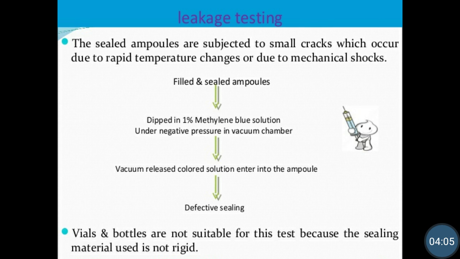So again, it is a simple test. In that test, first the ampules which are filled and sealed are dipped in a 1% methylene blue solution, okay. Methylene blue is a type of dye. The ampules are dipped in an inverted position in the solution, okay. After that, the particular containers are subjected to the vacuum, or they are kept in a vacuum chamber. When we release the vacuum, then what happens? The colored solution of methylene blue enters the ampules, and the contents in the ampules get colored if there is any crack on the ampule or if there is incomplete sealing of the ampules.